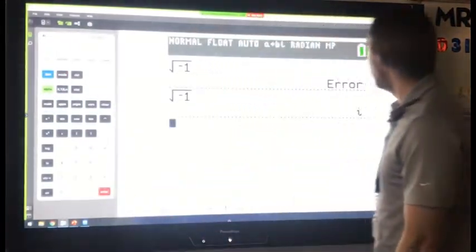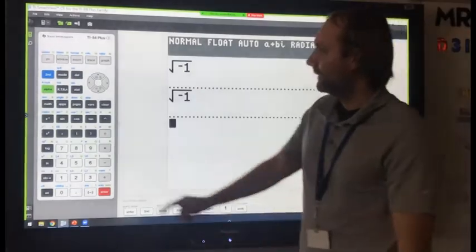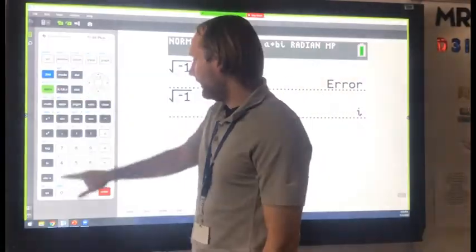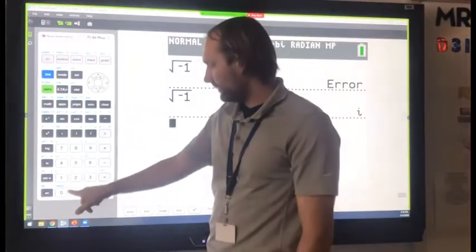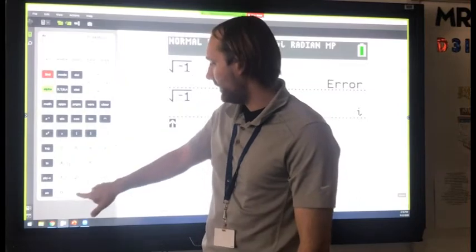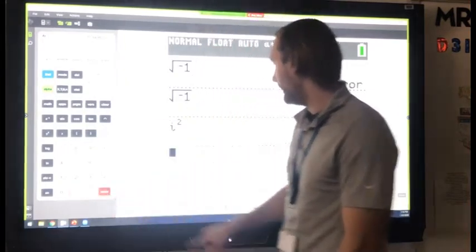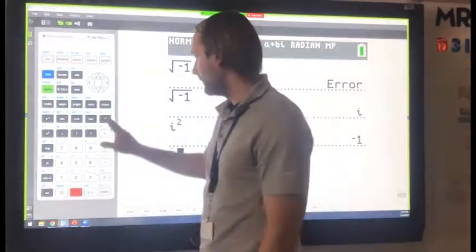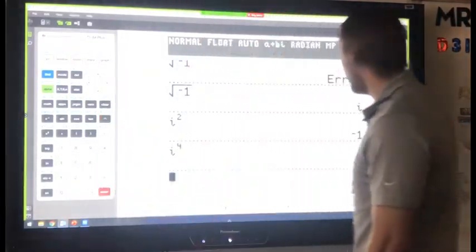So let me go back and do the square root of negative 1. It is what? i. How do you type in i? Look right here by the period. A blue i. So second period. i squared is negative 1. What is i to the 4th power? 1. Very good. That is 1.